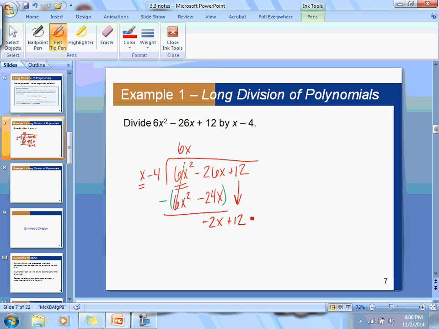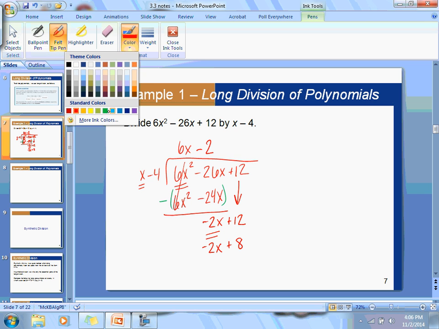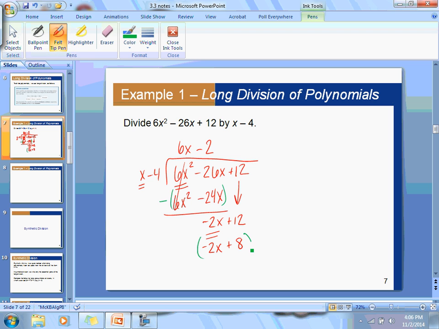And then you start the process over again. What do I have to multiply x by to get a negative 2x? Well, that would be negative 2. So minus 2 goes up above. And then you distribute negative 2 times the x and negative 2 times the negative 4. So you'll get negative 2x plus 8. And then again, put your parentheses in there and subtract.